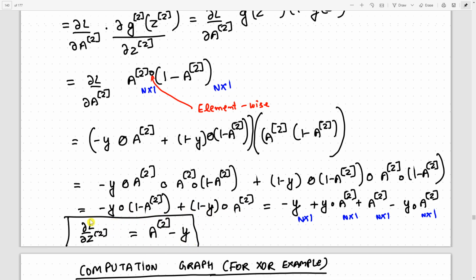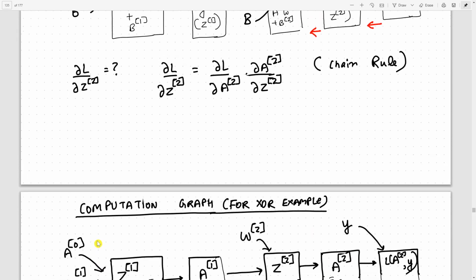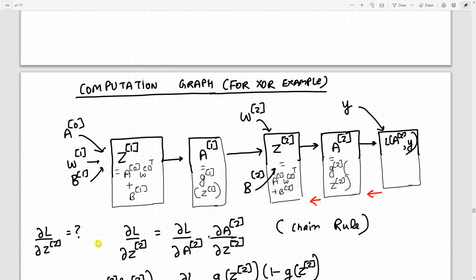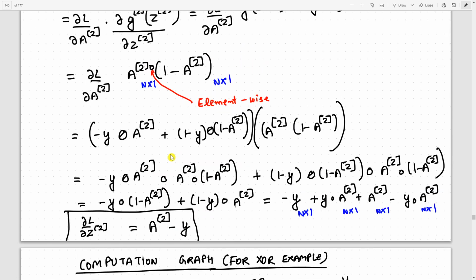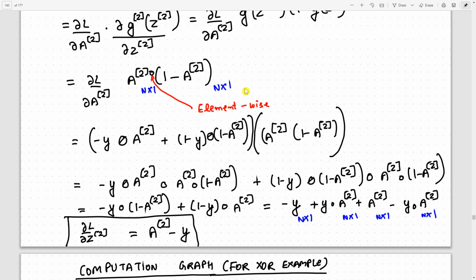Another way to confirm what you've done: L is a scalar, and Z2 is of what dimension? Is it N cross N2? Let's see, what is the dimension of Z2? Z2 is what you've predicted for n examples and the number of nodes in the second layer. The number of nodes in the second layer is n2, so Z2 is n cross n2. And n2 was 1 because you have only a single output node in the second layer. Thus both of these are n cross 1 and n cross 1. Thus this computation makes sense.